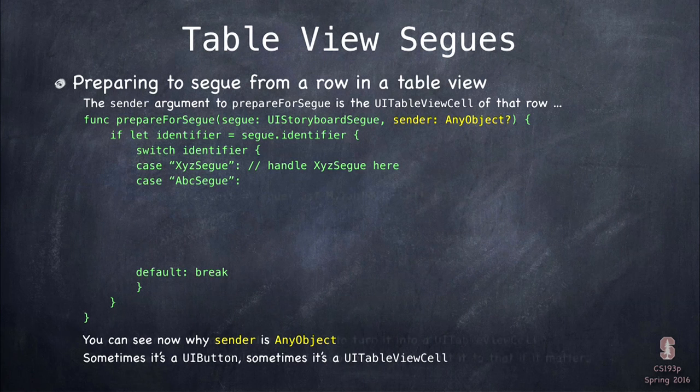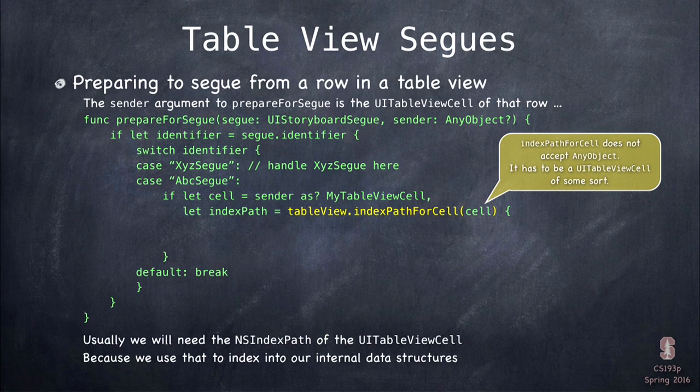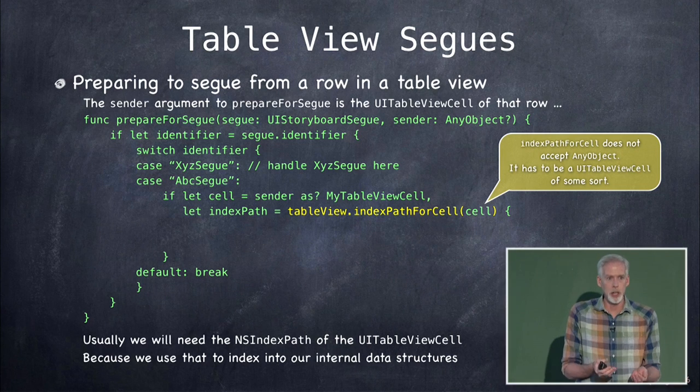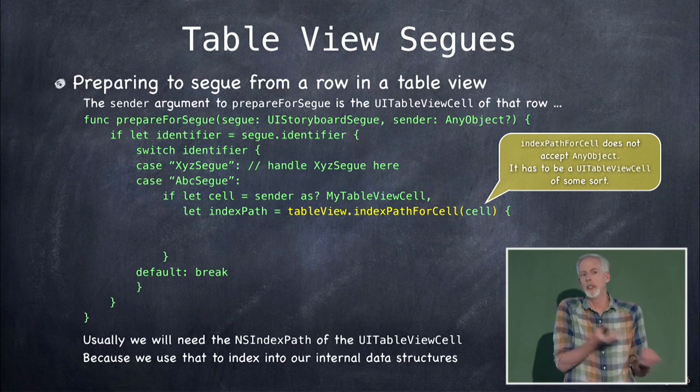Okay? So you're going to have to get that UI table view cell. And since this is any object, you're going to have to convert it to either my table view cell if it's custom or UI table view cell if it's not custom. Then you're going to call this very important method in table view called index path for cell. Okay? It's going to give you an NS index path that's basically going to tell you which row in which section you're segueing from. Because if you're preparing, you got to know which row you came from so you know how to prepare the guy you're segueing to.